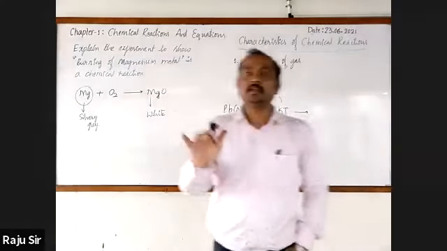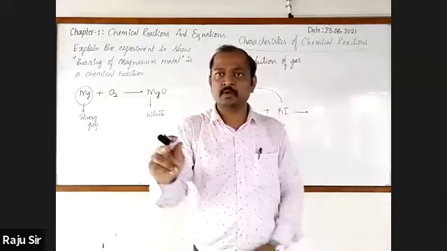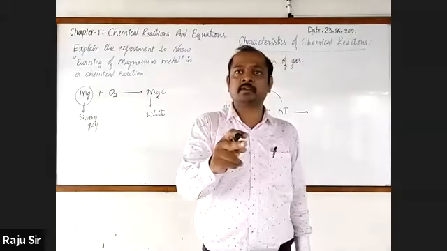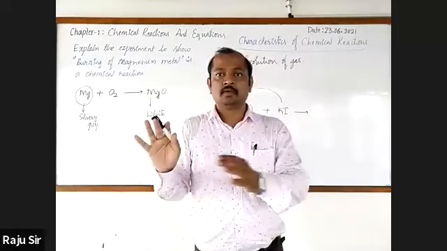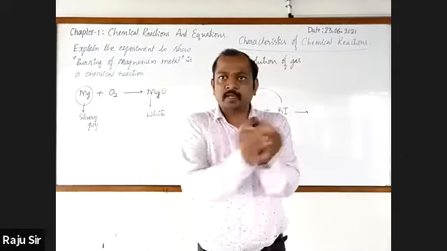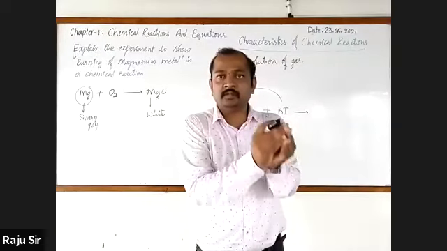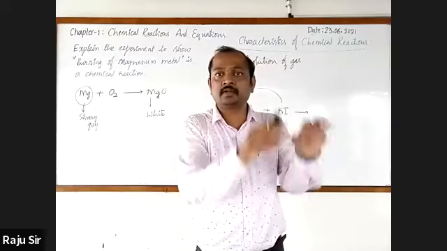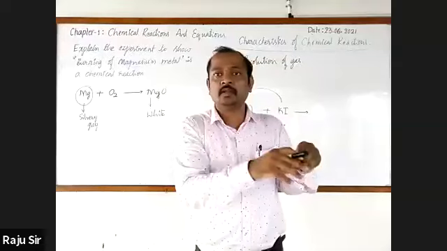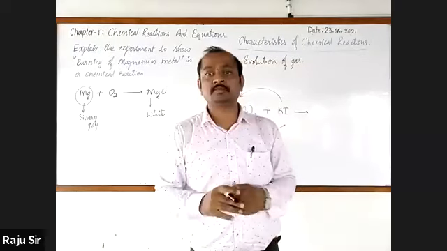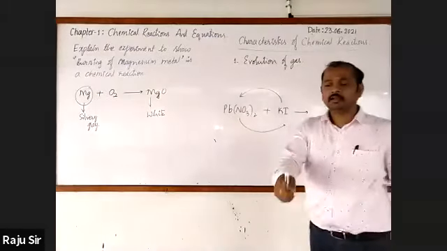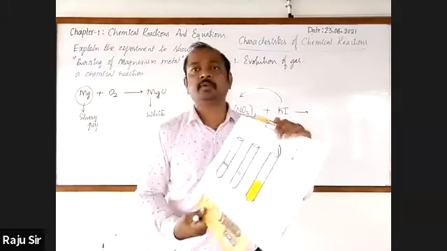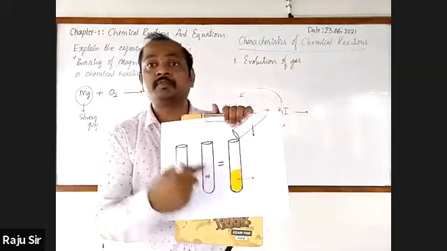Precipitate is a solid substance which is formed during the chemical reaction and is insoluble in the solution. In a chemical reaction, we get a solid substance, and this solid substance does not dissolve in the solution, and we call such a solid substance as precipitate. Here the yellow color is formed due to the formation of the precipitate.